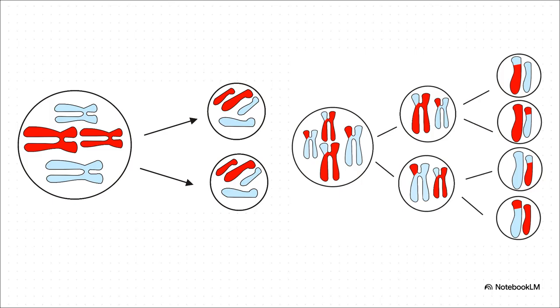Then, on the other side, we have meiosis. This one is special, it's for reproduction. It's a bit more complex. One cell divides twice to make 4 unique cells, and each of these has only half the genetic information. This is how new life is created.